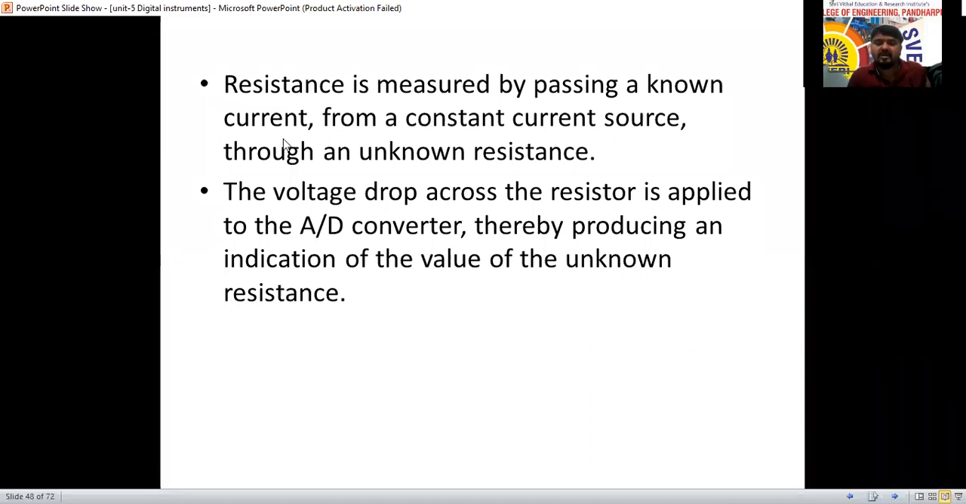The resistance is measured by passing a known current. By passing a known current, we can measure the voltage drop across the resistor, so R equals V by I. The voltage drop across the resistor is applied to the analog to digital converter, thereby producing an indication of the value of the unknown resistance.